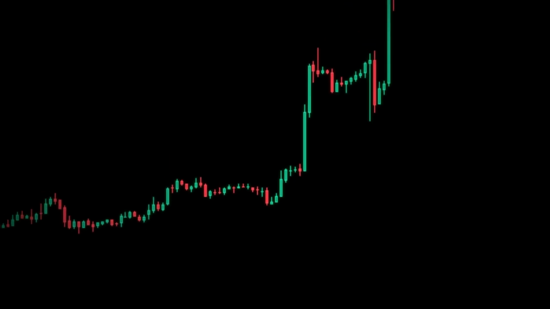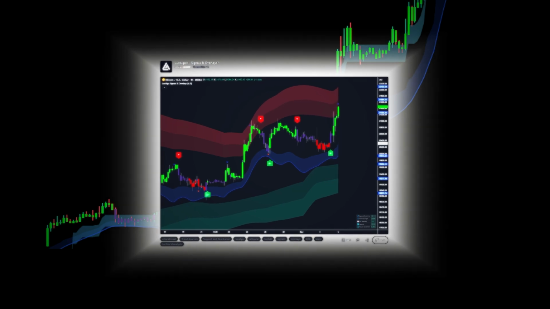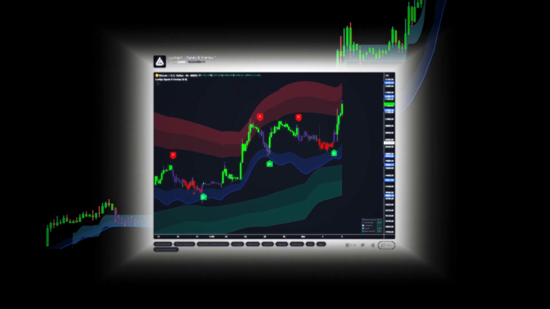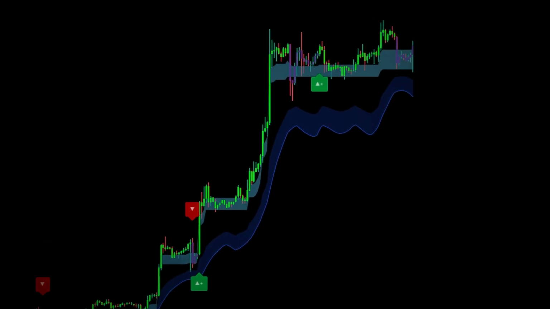As a trader, you're always making a lot of decisions. The Signals and Overlay Indicator by LuxAlgo can help you with some of the hardest decision making in trading, and that's when to take trades. By showing you signals that confirm a trend and candle colors that change when trends begin to reverse.